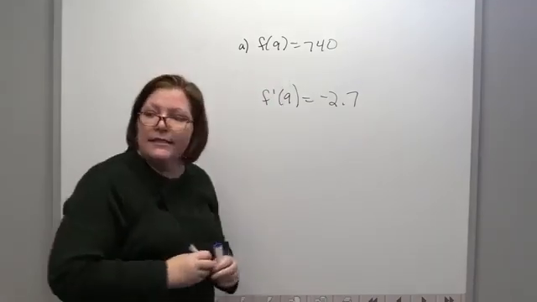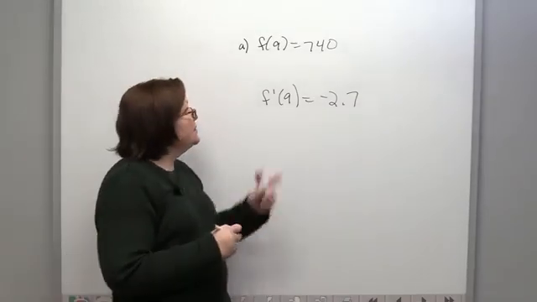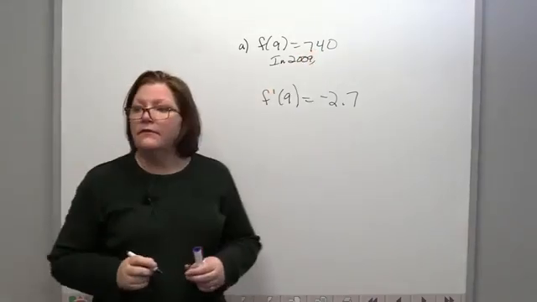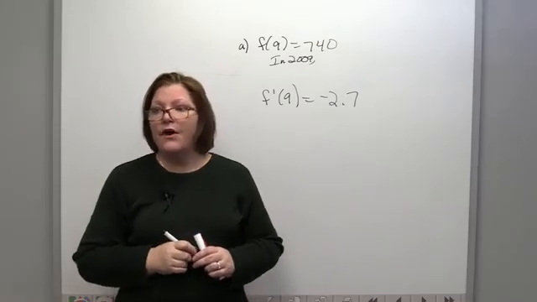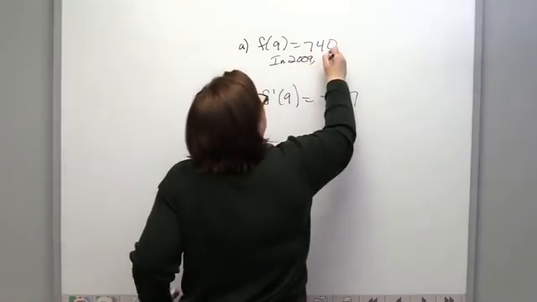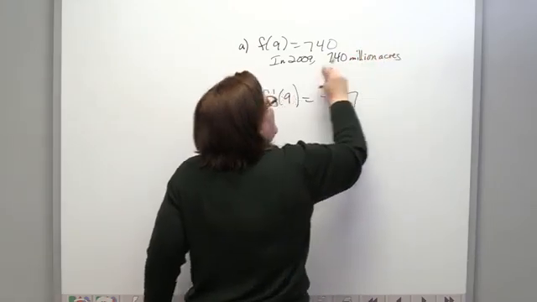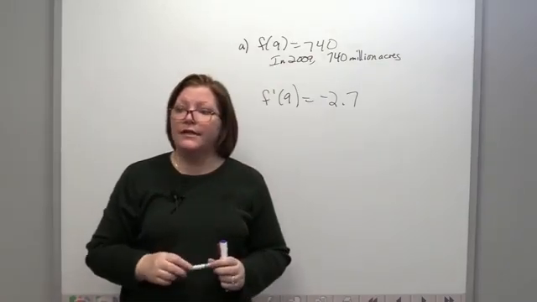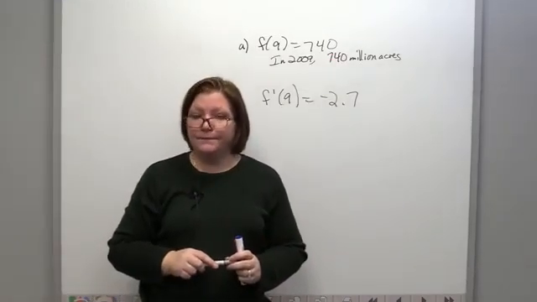So what this means: our input variable t is years since 2000. So this means in 2009, the area of Brazil's rainforest was 740 million acres. I'm not writing the entire statement here, but you should. In 2009, the area of Brazil's rainforest was 740 million acres.